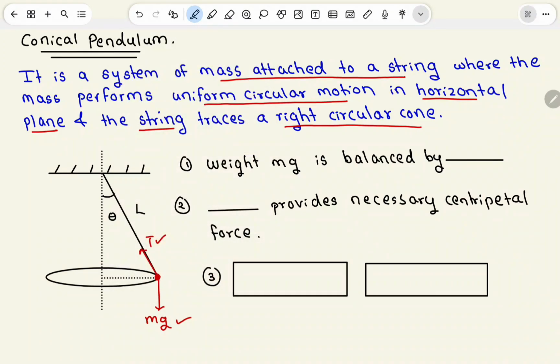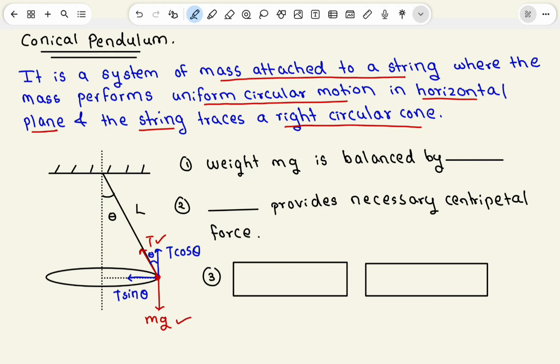Now we can see from the figure that the weight is acting downwards, the tension is acting along the string, and theta is the angle that the string makes with the vertical. So we can divide the tension into two components. Over here we have T cos theta, because this angle is also theta, and towards the center we have T sin theta. So T cos theta is upwards and T sin theta is towards the left.